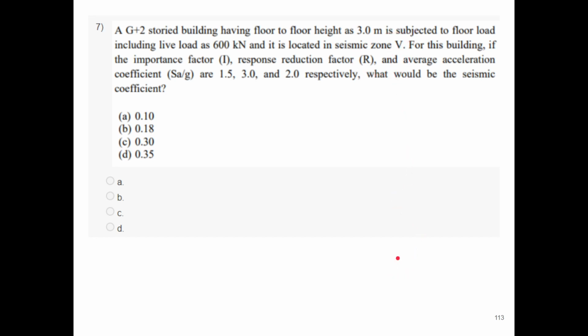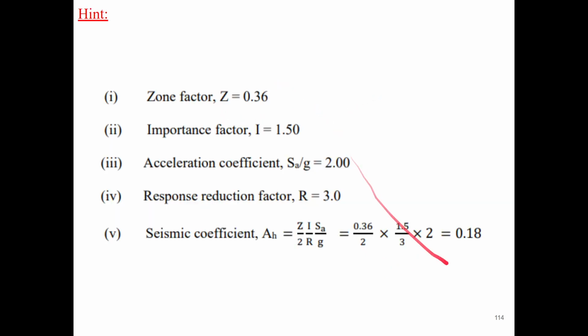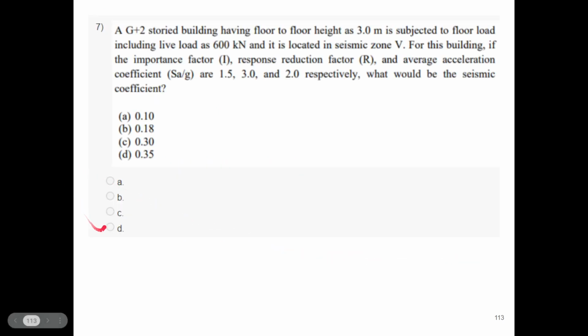Okay, so it will be 0.36 by 2 into 1.5 by 3 into 2. So Z is 0.36, I is 1.5, SA by G is 2, R is 3. So seismic coefficient is Z by 2 into I by R into SA by G, that is 0.36 by 2 into 1.5 by 3 into 2, that is 0.18. So B, 0.18, will be the correct option.